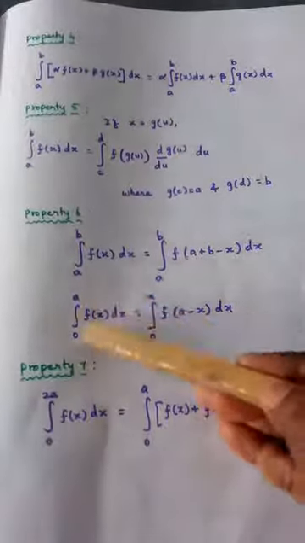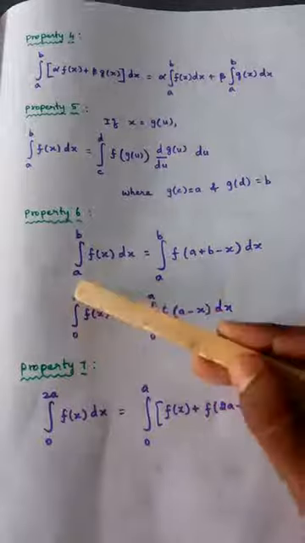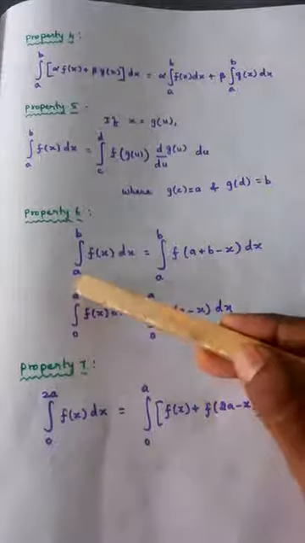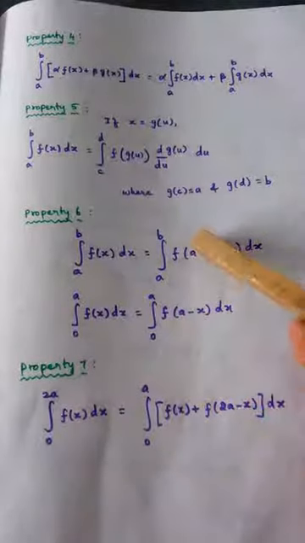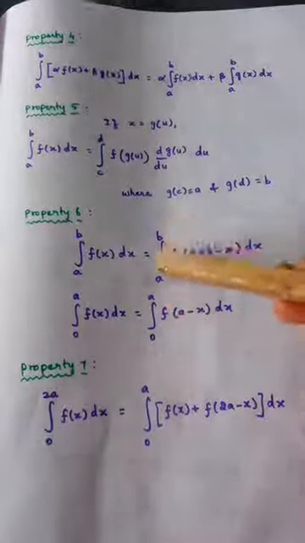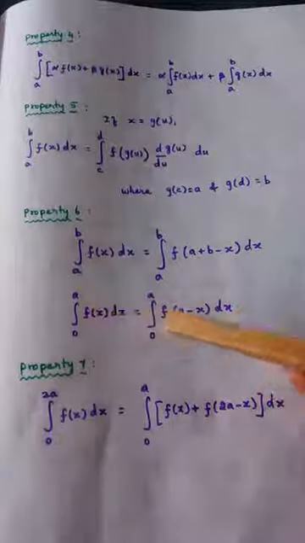Therefore, what is 0 to a f of x dx using this property? This is a, this is b. Add these two. What happens? A comes. So, x can be replaced by a minus x. Using this property, we can write this. Adding these two, a will come. So, this can be written as a minus x.